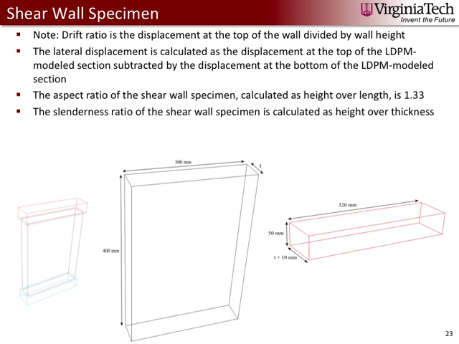The specific shear wall specimen that has been modeled here has a length of 300 millimeters and a height of 400 millimeters, giving an aspect ratio of 1.33. The slenderness ratio of the shear wall, which changes throughout these simulations, and you'll see those on the following slides, is calculated as the height of the shear wall over the thickness. I'd like to note that the curves which we'll be seeing are presented as drift ratio versus base shear, and the drift ratio is calculated as the displacement at the top of the wall divided by the wall height.